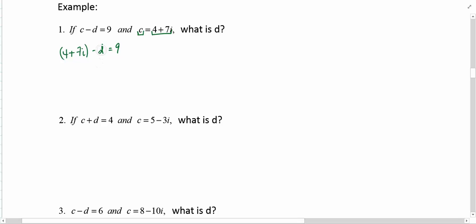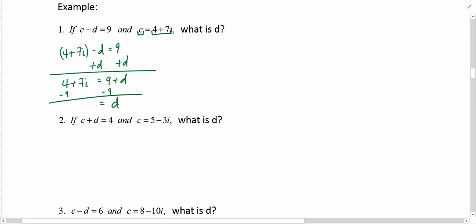Now for me, to solve for d, I recognize that it would be easier to move the value of d to the right by adding it to both sides. And that leaves us with 4 plus 7i equals 9 plus d. Now to isolate d, and hence solve for d, we can subtract 9 from both sides of the equation. This will leave us with d by itself, which is our goal.